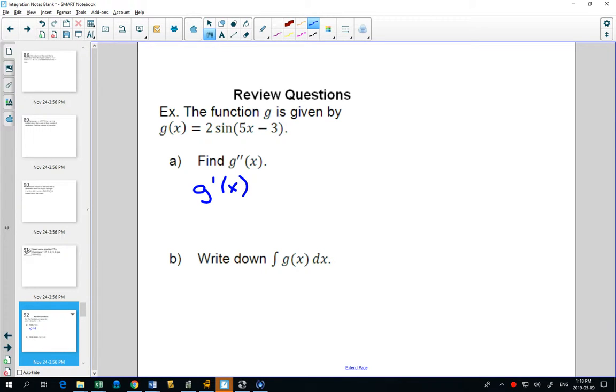So we have the 5x minus 3 inside of sine x. First we do the derivative of sine, which is cos. You keep the inside the same, and then multiply by the derivative of the inside. So we get 10 cos.